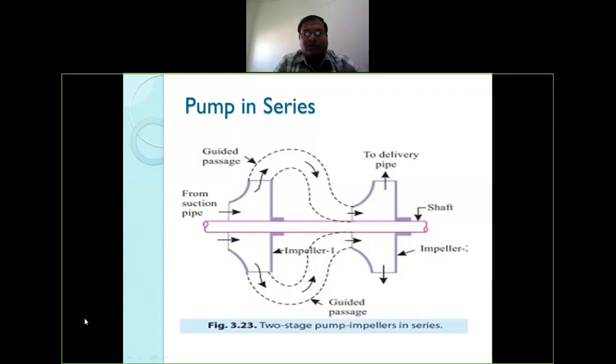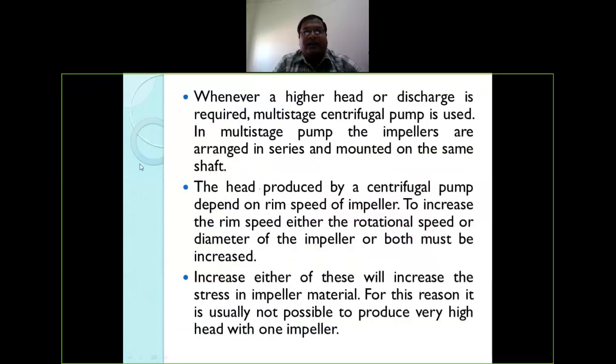Okay. So what is the phenomena? Whenever a higher head or discharge is required, a multi-stage centrifugal pump is used. We are not using a single stage pump, but a multi-stage centrifugal pump, because our aim is to get the higher head or discharge.